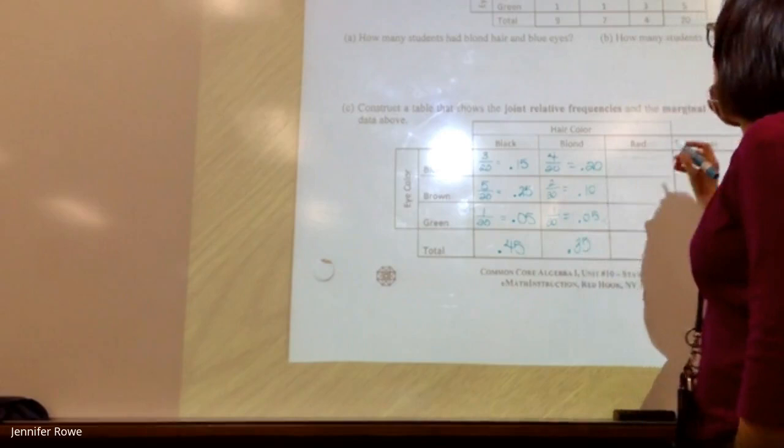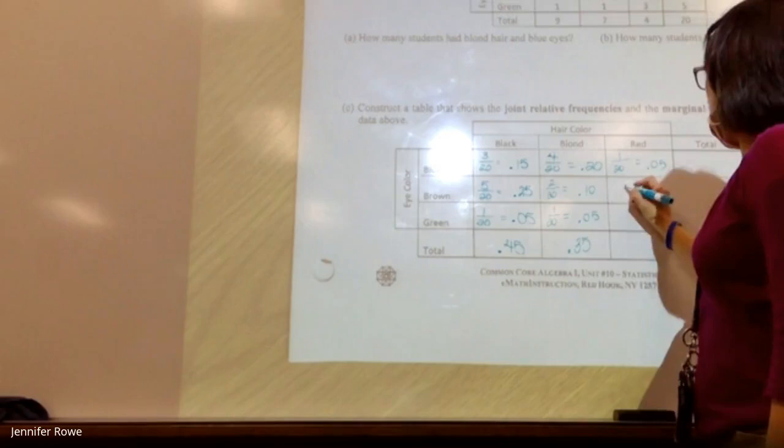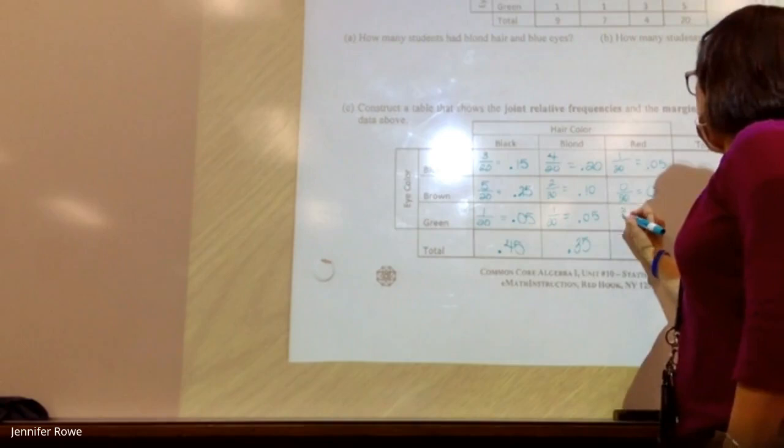Don't we have to simplify the fractions? You made it sound like it was super hard. Yeah, this is pretty easy, Miss Rowe. My mom is. Yeah, I saw it.